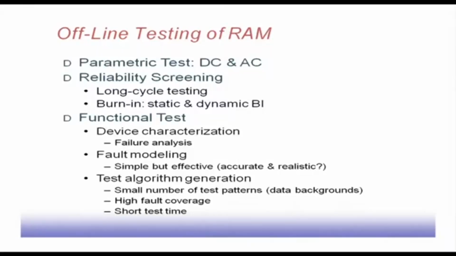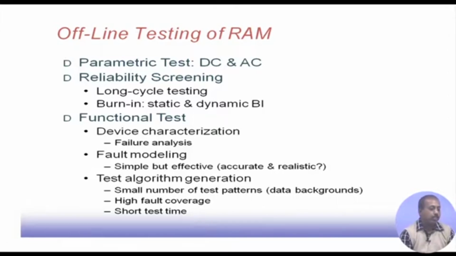You see that there is an array of cells in a memory. They need to be put to some initial values for testing. That is actually the background pattern. Under a background, we can go for applying some more test patterns, so that we can get high fault coverage and the test time is also less.